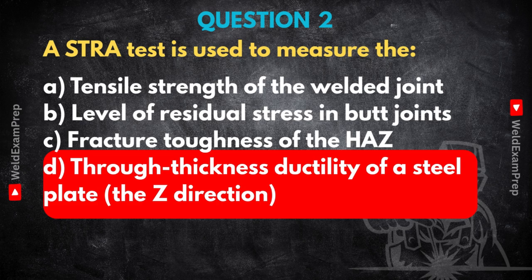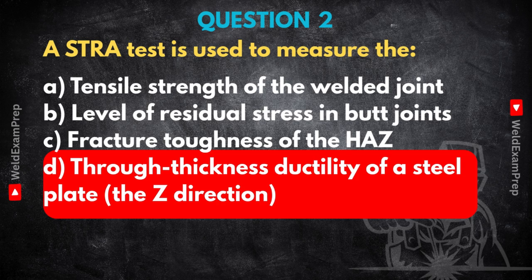Right. Lamellar tearing is that nasty cracking that can happen in the parent plate, especially in really restrained joints where the welding stresses are pulling directly across the plate's thickness. If that plate material doesn't have good ductility in the Z direction, it's much more likely to tear under that stress. Think big structures, offshore platforms, pressure vessels. Failure there could be catastrophic. So it's a very specialized test for a specific but dangerous failure mode. Something a standard tensile test might just miss. Completely miss, yeah.